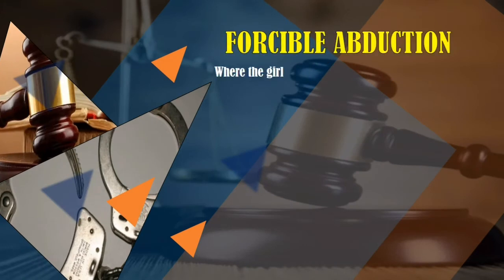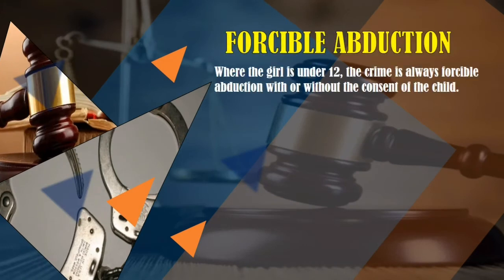Now, class, please remember that in the case of forcible abduction, where the girl is under 12 years old, the crime is always forcible abduction with or without the consent of the child. It's because the law presumes that the abduction is against her will.